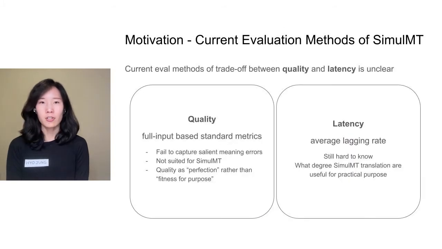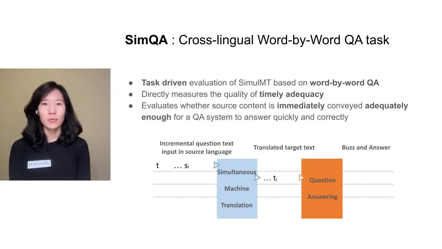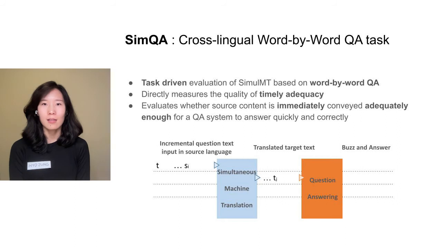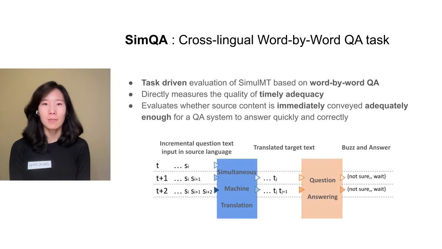However, with current evaluation methods the trade-off between latency and quality isn't clear, like we have shown previously in this video. Two Hyojungs were confused when trying to choose the right one that fits the purpose. To address this issue, we propose SimQA to evaluate SimulMT by measuring how well it helps play a cross-lingual word-by-word question answering task. We expect SimQA measures the timely adequacy more directly than existing evaluations.